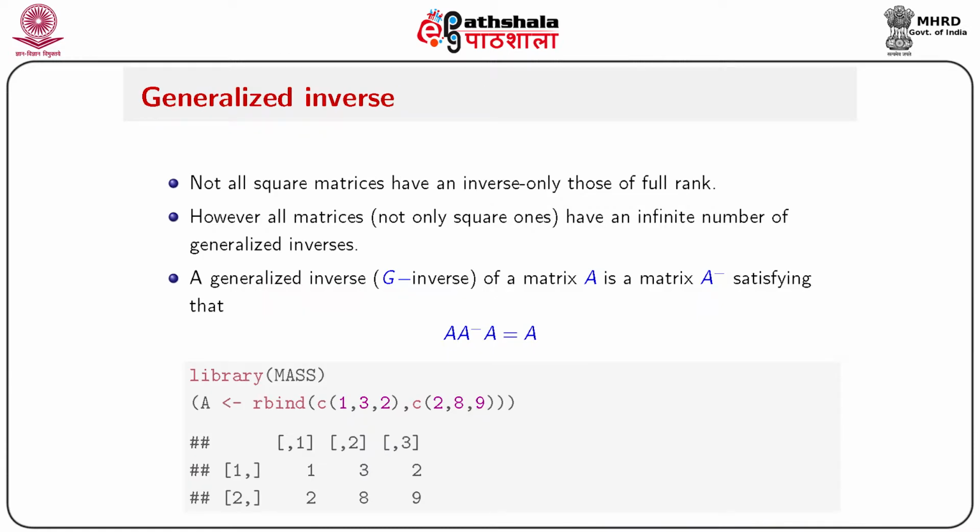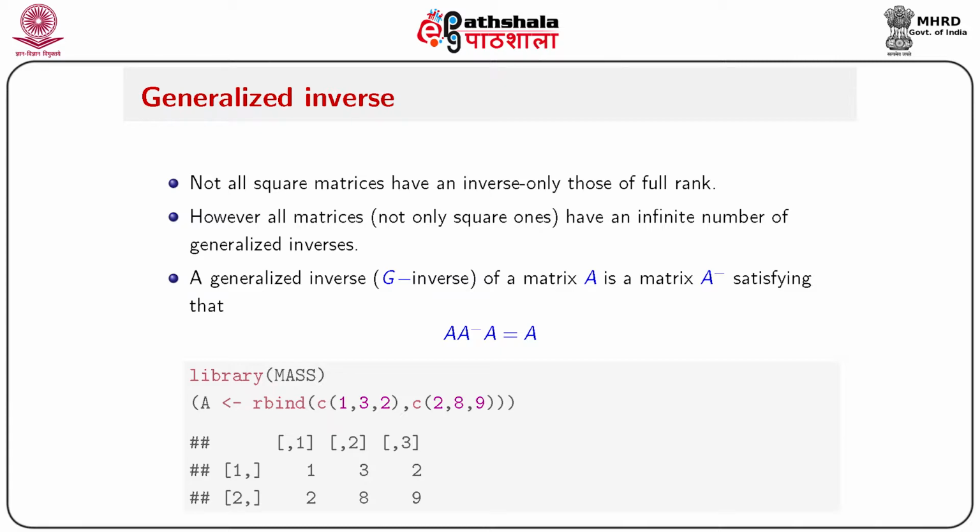Now we'll see how we will get the generalized inverse. As you know, where the square matrix is singular, you cannot calculate the inverse. There you can opt for a G inverse. Not all square matrices have an inverse, as I mentioned, only those of full rank. However, all matrices have an infinite number of generalized inverses.